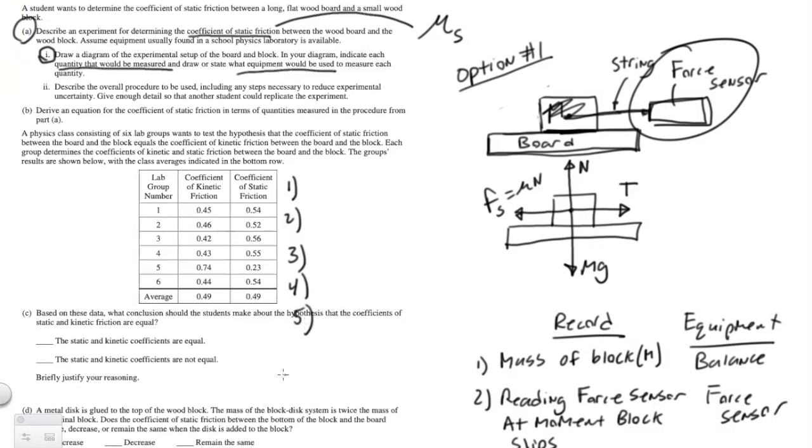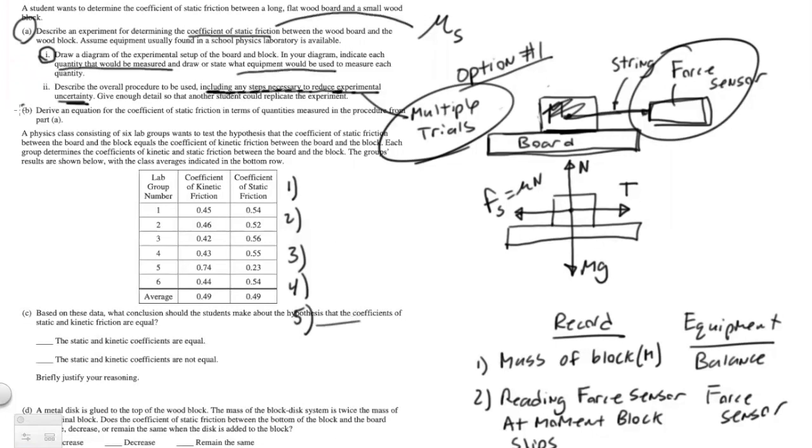And then step five, and this is hugely important, is to repeat this procedure several times. And in fact, that's what they're getting at right here when they say include any steps necessary to reduce experimental uncertainty. Pretty much the answer to this is going to be multiple trials. They want that. Mention multiple trials. So that would be our step five. Okay, so that's option one.